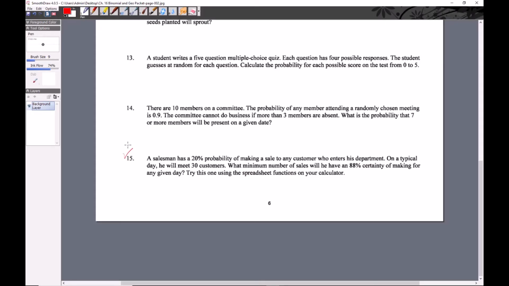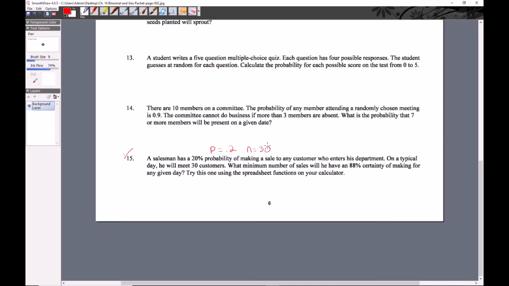Because it was really approaching a binomial problem from a completely different perspective. So when I read it, it seemed to be okay. A salesman has a 20% probability of making a sale to any customer who enters his department. So I'm thinking, okay, P is going to be 0.2. That's a good start. On a typical day, he will meet with 30 customers, right? And so I thought, okay, that's great. So N is 30.